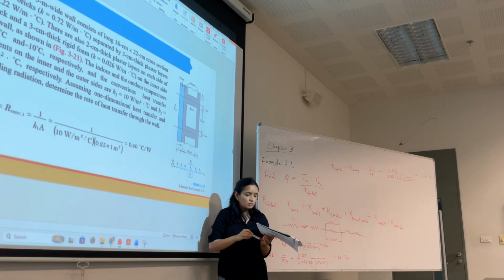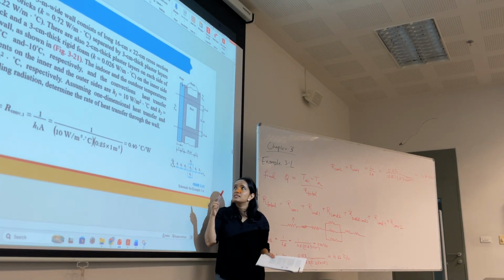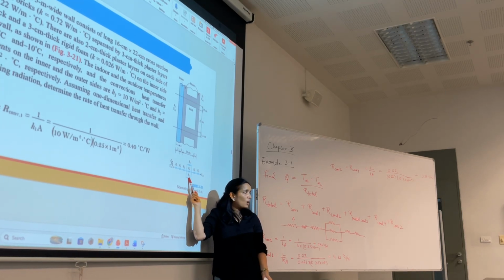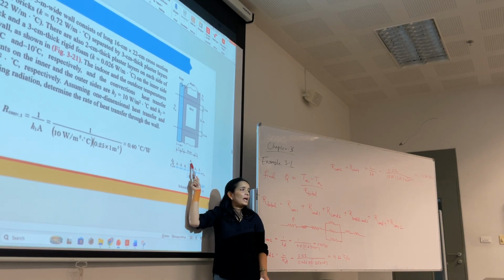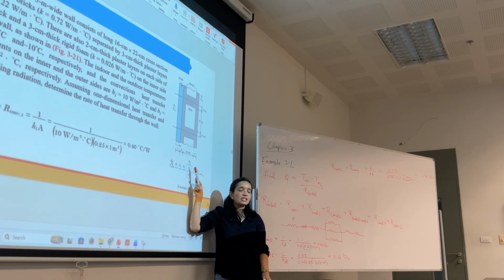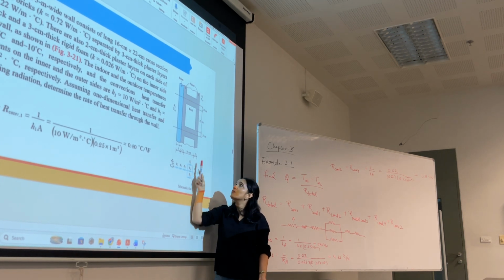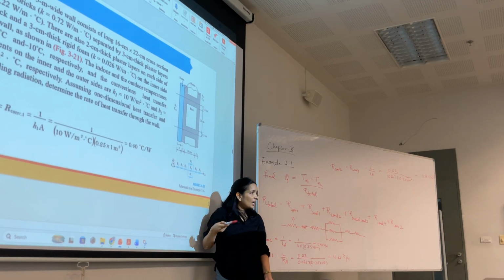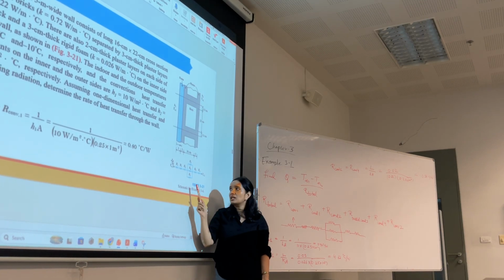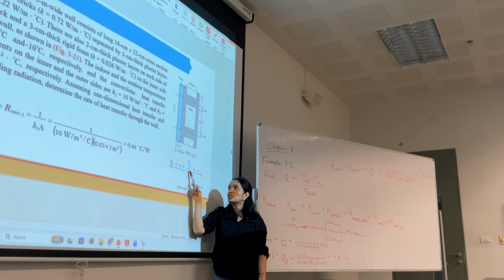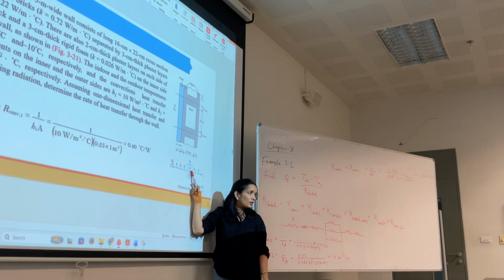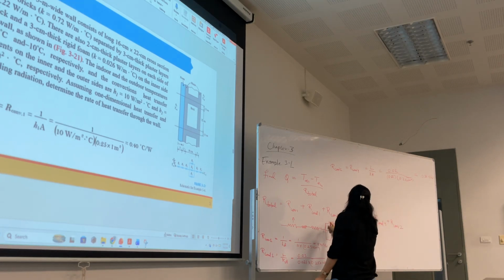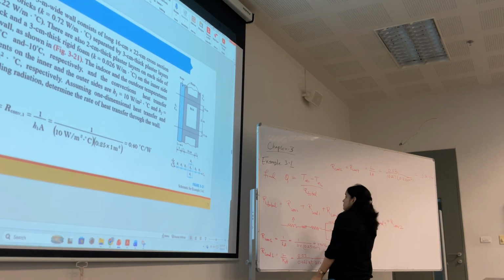Why? The resistances R3 and R5 are going to be same. Why? I'm going to write L divided by KA for this and this, right? The length is same, 1.5, 1.5. K is same. A is same. So I can just calculate one and it's going to be same. For this, the K is different. This is brick. The K is different, right? So this and this is going to be same.